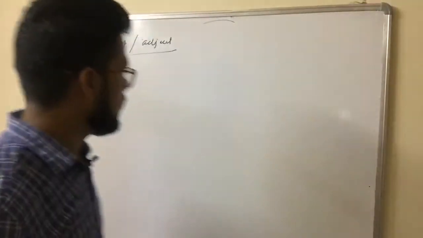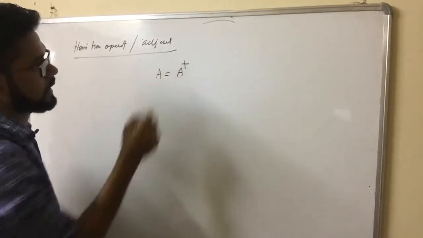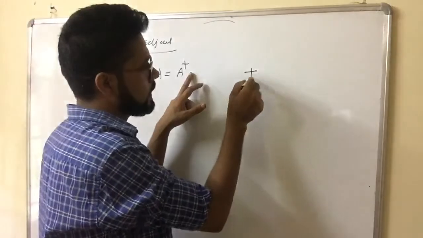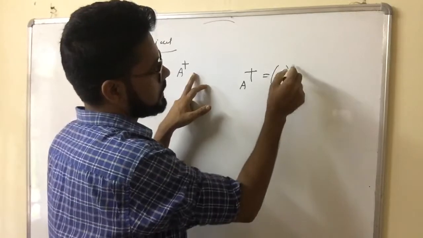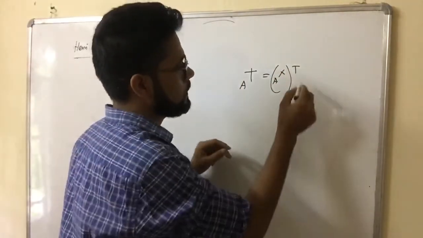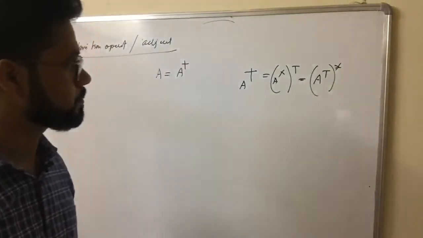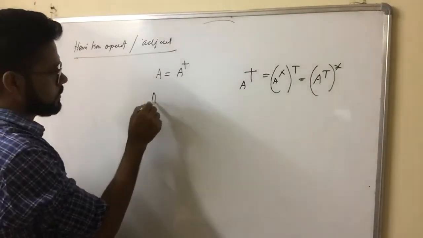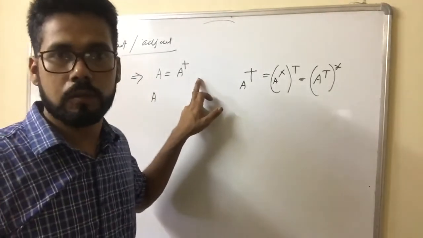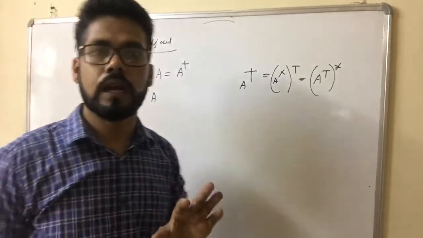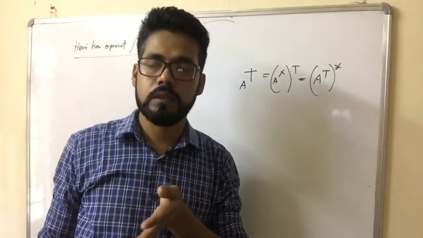don't forget. Okay, any operator is called Hermitian operator if A dagger equals A. Dagger means complex conjugation and transpose, or you can say transpose then complex conjugation. Okay, clear? If an operator or matrix equals the dagger of that operator, then it is called Hermitian operator. Eigenvalue of Hermitian operator must be real, always remember, and diagonal element of Hermitian operator must be real.